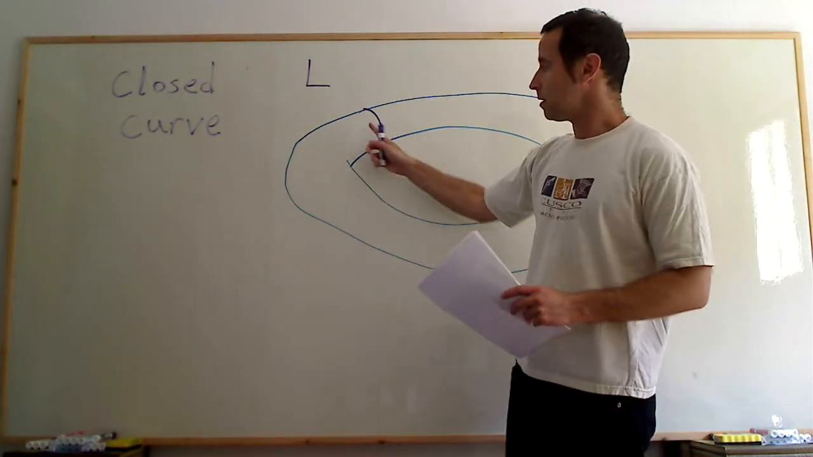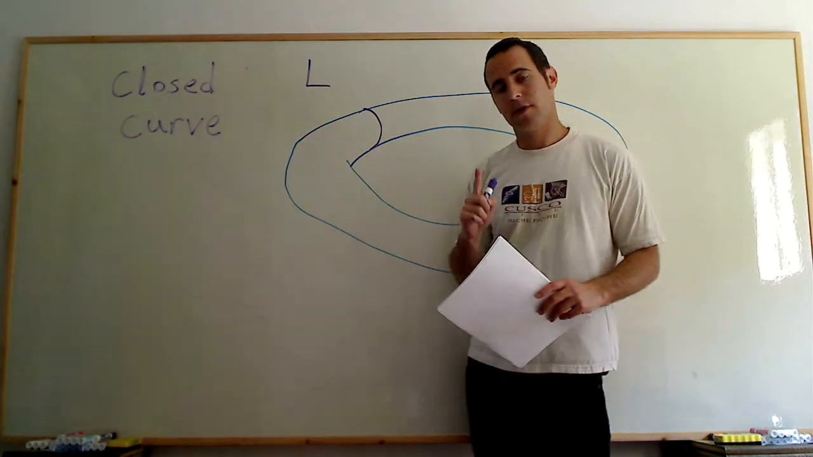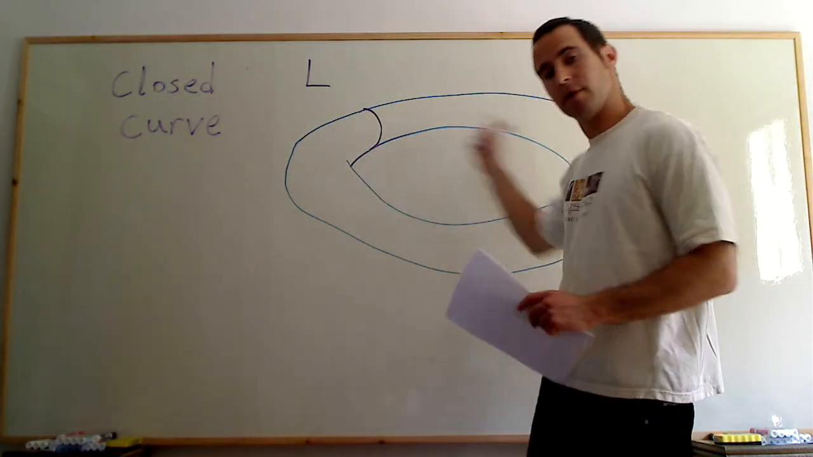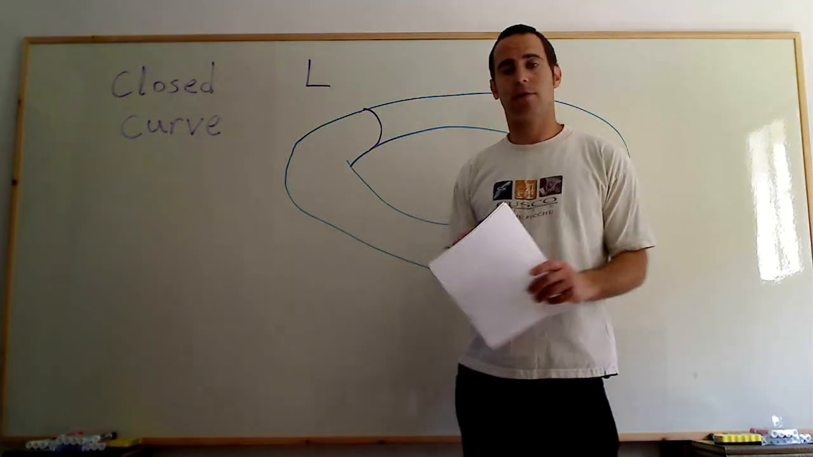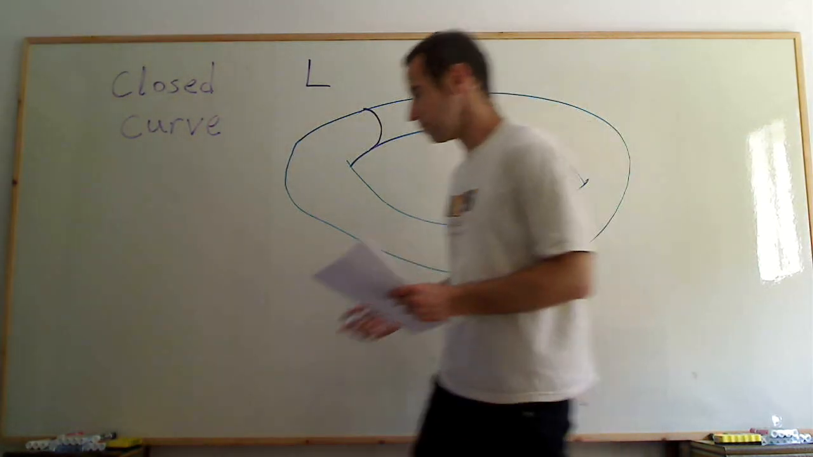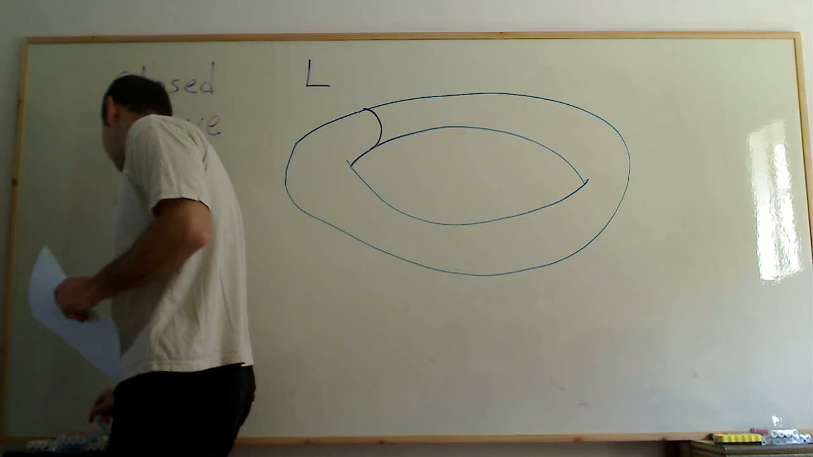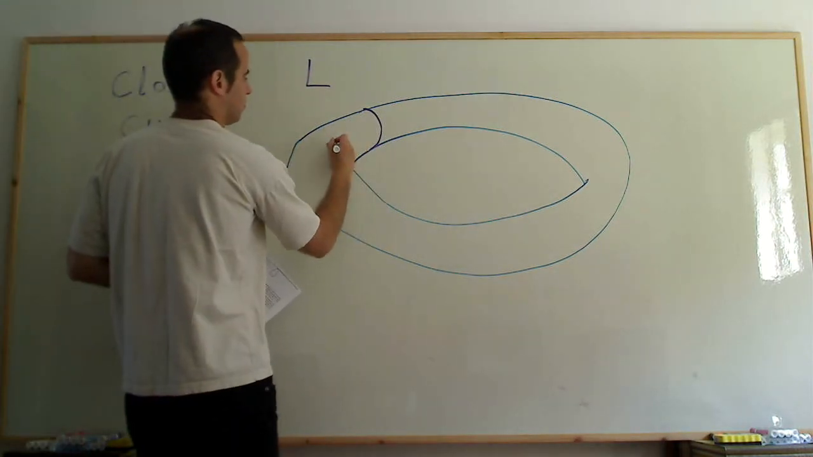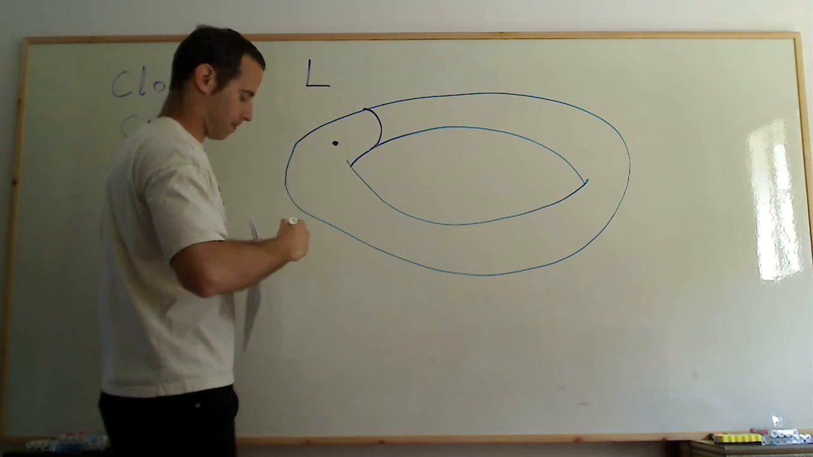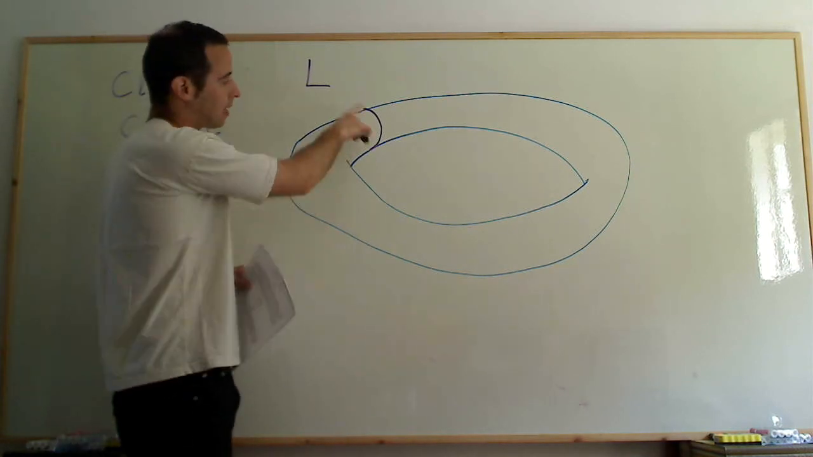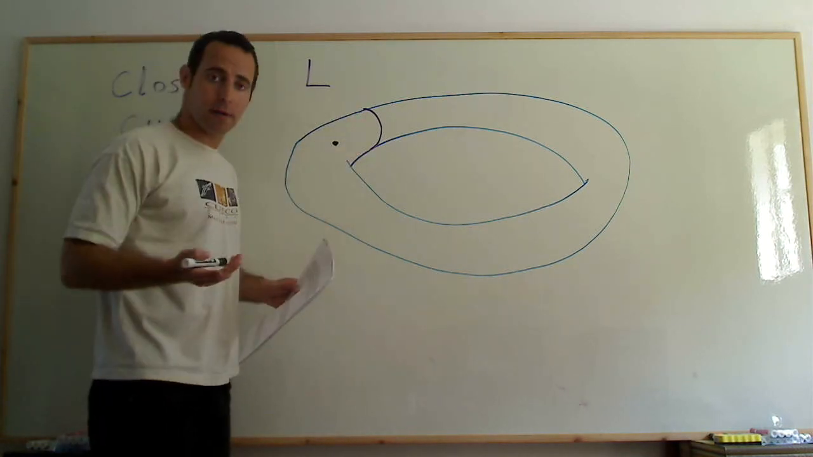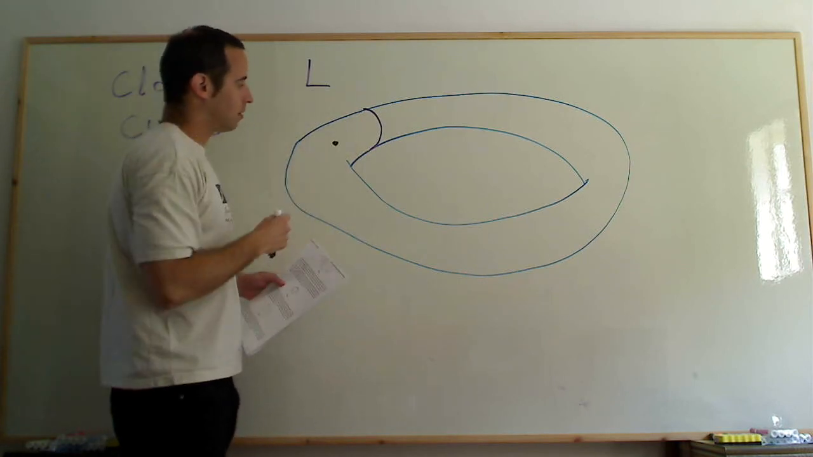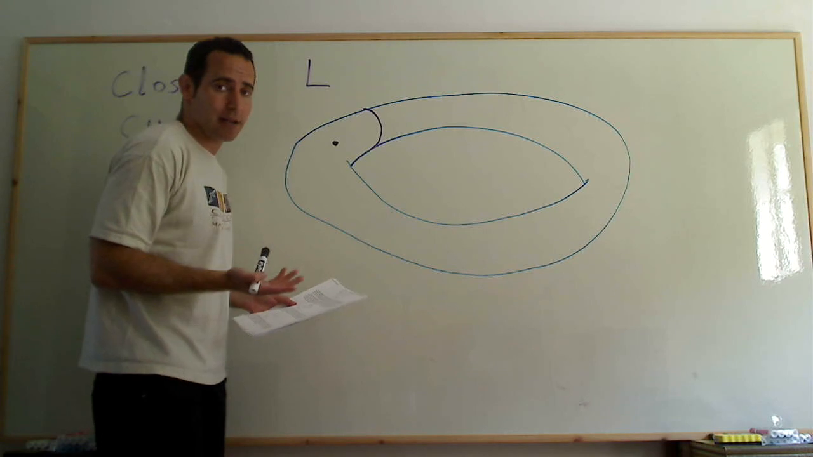So it doesn't divide the torus, the donut, into inside and outside. Why? If we put a point here, is it inside the closed curve L or outside? It doesn't have a meaning, okay?